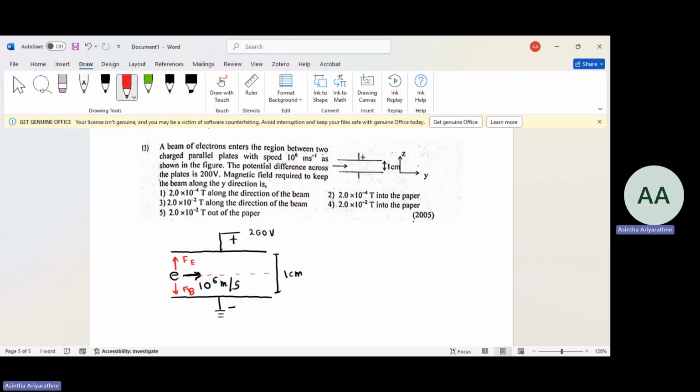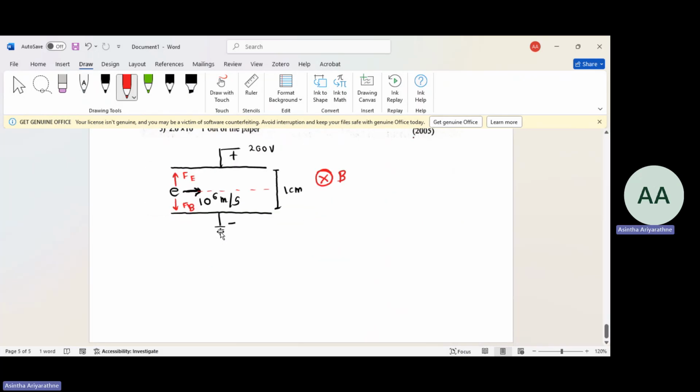It's downward, right? So in order to have a magnetic force downward, using Fleming's left hand rule, you can determine the direction of the magnetic field. Point the thumb towards the force, middle finger towards the current. Then there should be a magnetic field into the paper. So we can find that value. That says F_E equals F_B.